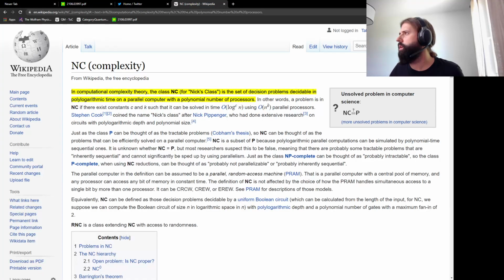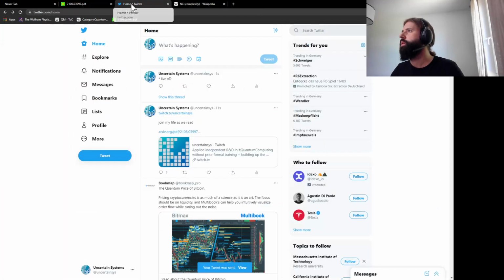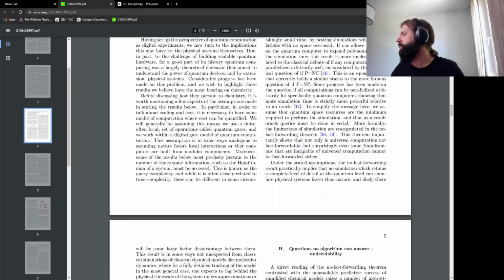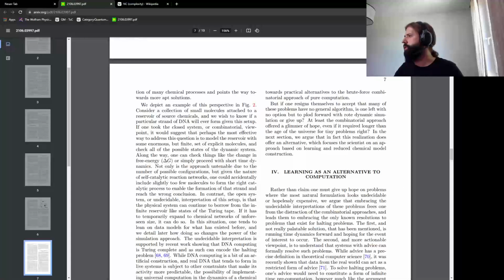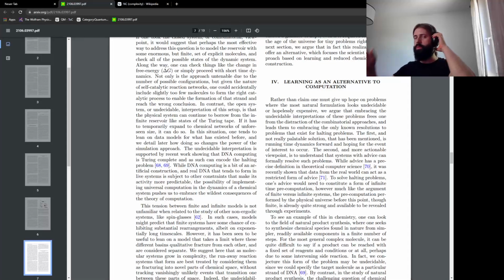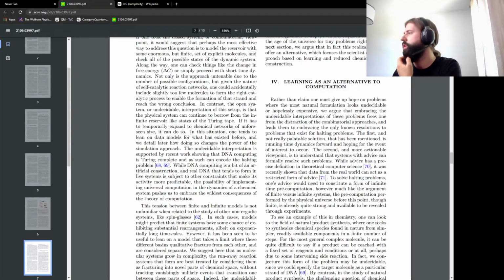Nick's class, NC, is the set of decision problems decidable in polylogarithmic time on a parallel computer with a polynomial number of processors. Okay, so it's like if we would parallelize the process, but in polynomial order. Okay. Anyway, so let's go through these. Section 4, learning as, and I'm just keeping section 3 because I assume that's what's going to talk about this, but I'll come back to these anyway.